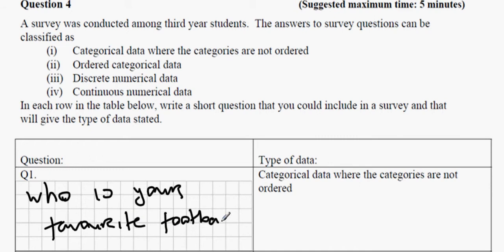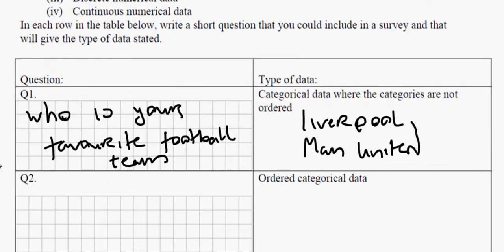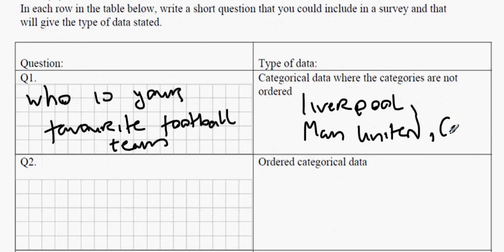Now, the reason why the categories aren't ordered is because an example would be you could get Liverpool, Manchester United, Celtic. There's basically no order to that, okay? There's no order, like there's no numbers in this, okay?